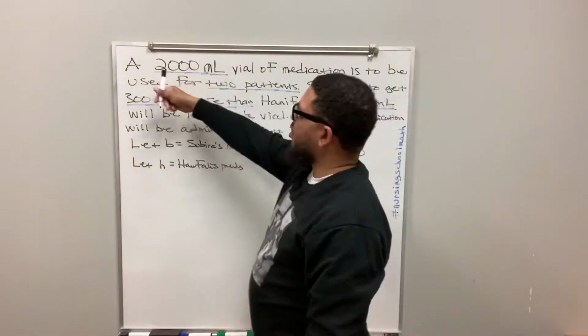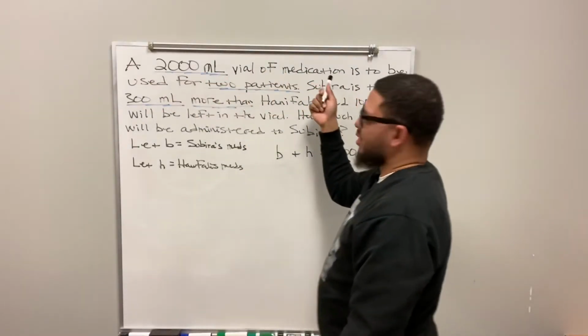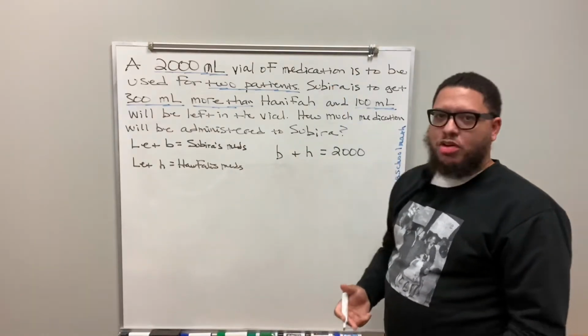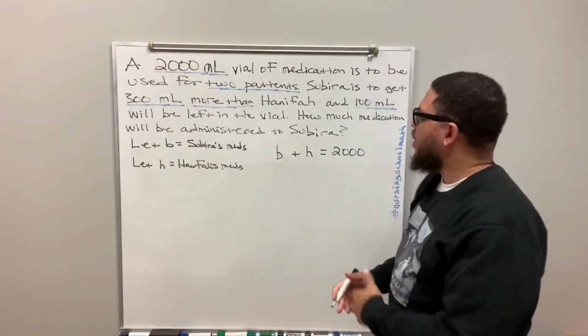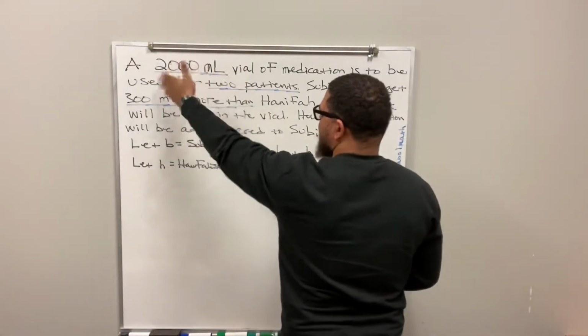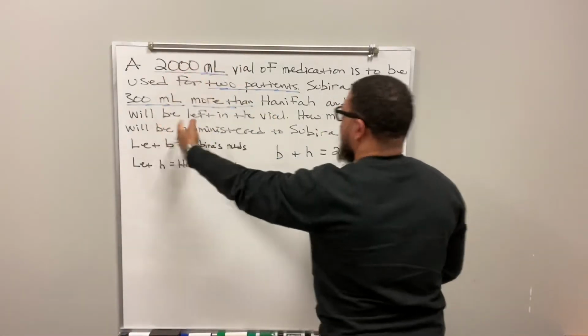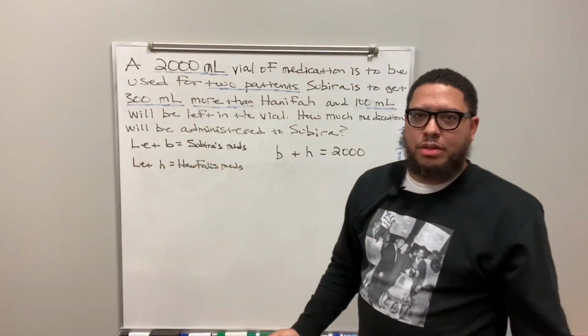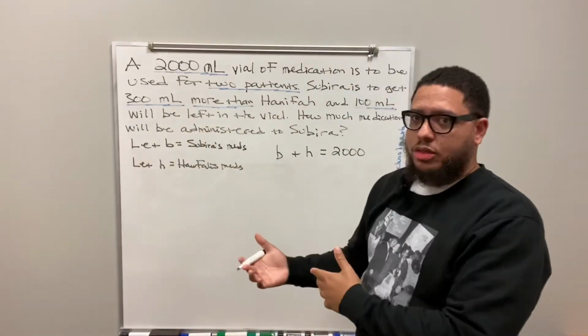It starts out talking about a 2,000 milliliter vial of medicine, though, right? So they trying to be crafty. They're trying to trick us, right? So you're not using the whole 2,000. That's what that basically means. If you're going to have 100 milliliters left in the vial, you're not using the whole 2,000. So you're only using most of it. You're not using all of it.